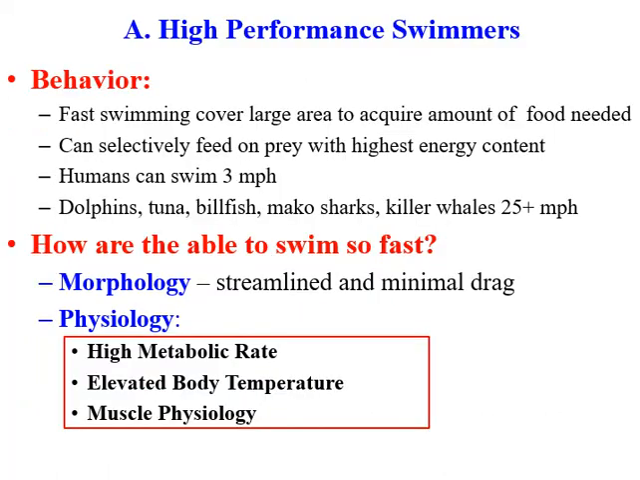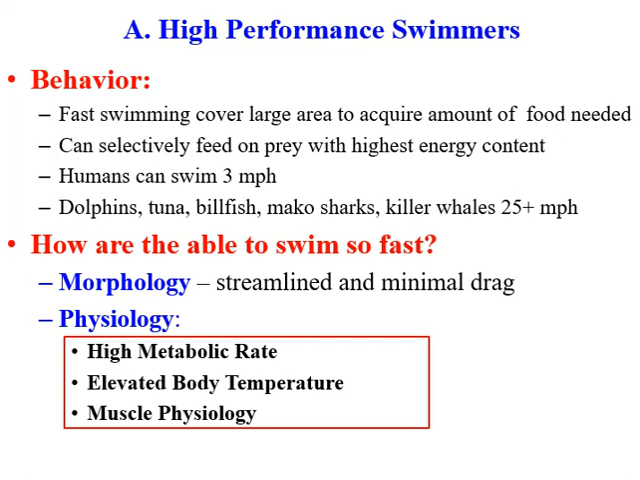So those are two main categories of ways that you move around. Let's look at this first group, high performance swimmers. So what do you do? You swim fast. You cover a lot of distance in a relatively short period of time. So you can move from patch to patch, basically, if you're referencing this in terms of patches.